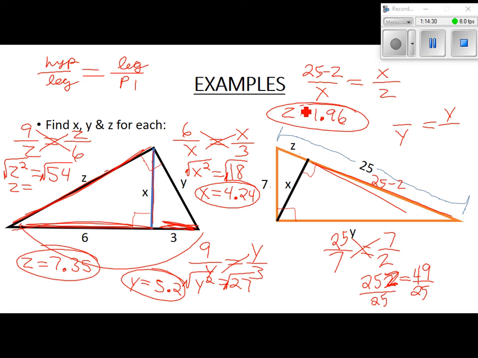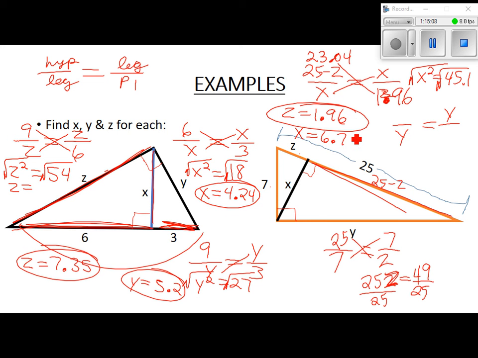Can we plug Z in back here? Yeah. This is 1.96. What's 25 minus 1.96? 23.04. We cross multiply. I know X times X is X squared. What's 1.96 times 23.04? 45.1. And what are you going to do with that? Take the square root.